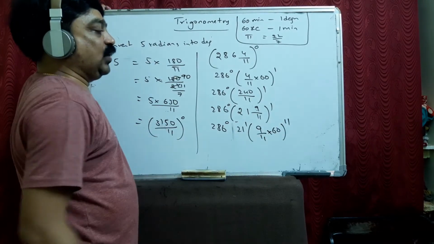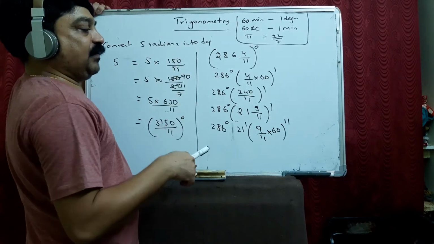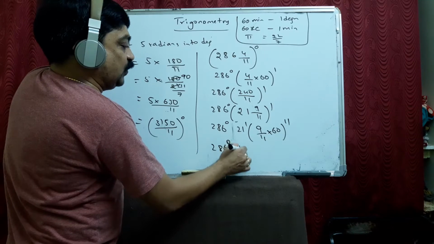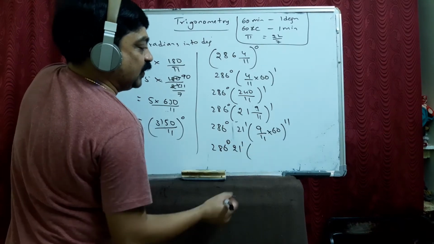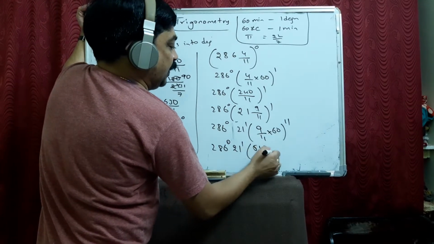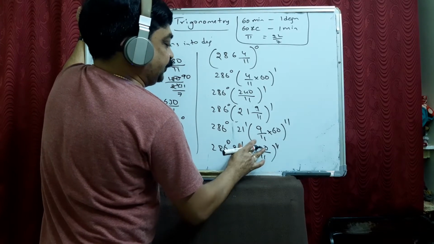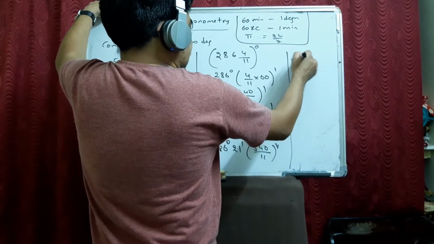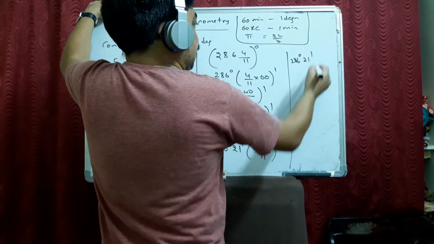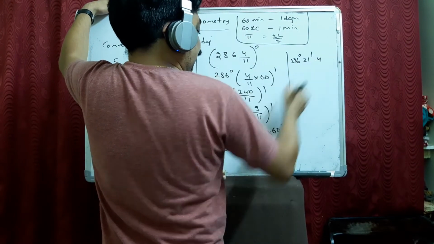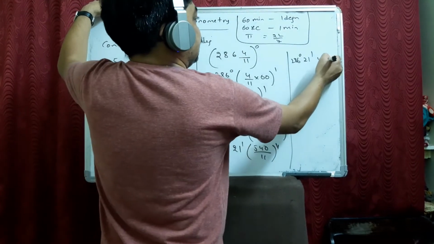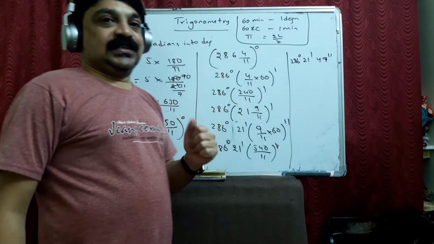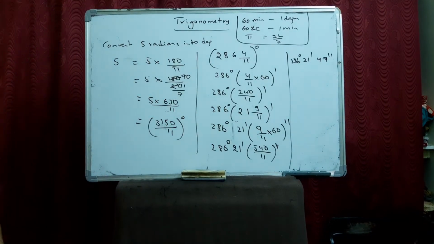This is the symbol. When you are writing minutes, just one hyphen. When you are writing seconds, two hyphens. 286 degrees, 21 minutes, and you convert this as 540 by 11 seconds. Now it becomes 286 degrees, 21 minutes, 11 4s are 44, 100, 11 9s are 99. Just leave it like that. No need to write a mixed fraction when you have it in seconds. Okay, let us start the exercise.